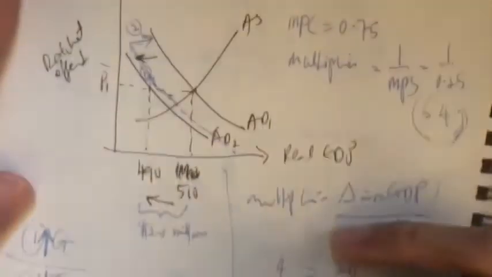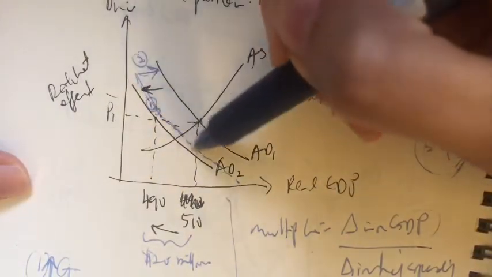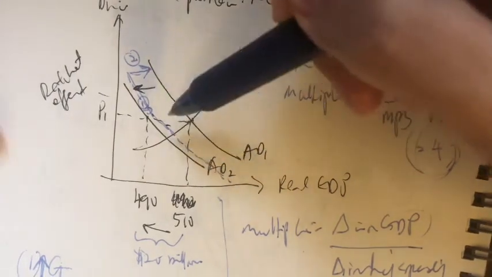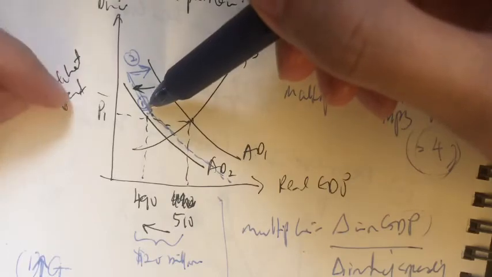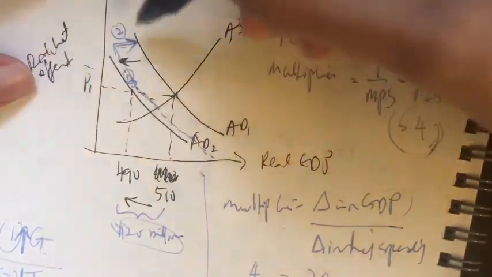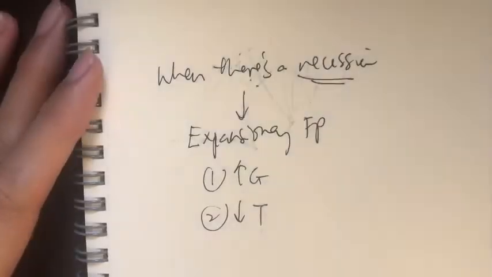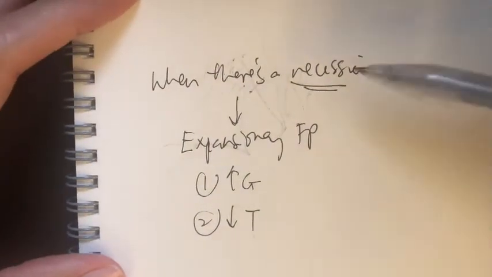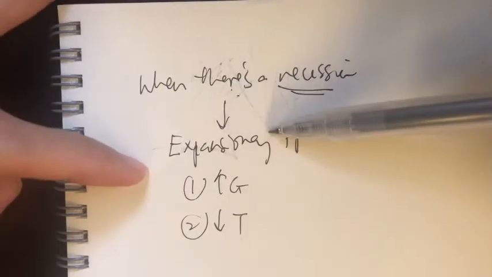And then you can use the same diagram. Okay, now we can say consumption increases by 5 billion initially, and due to the multiplier effect, 5 billion of consumption times the multiplier 4, we will get back the full amount of 20 billion. So what happens is the aggregate demand curve will go back to the original position.